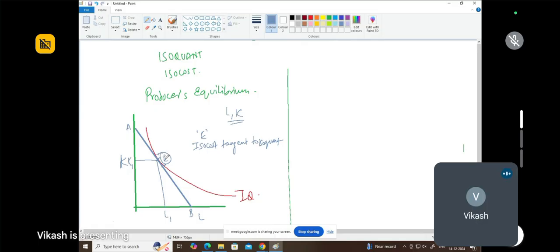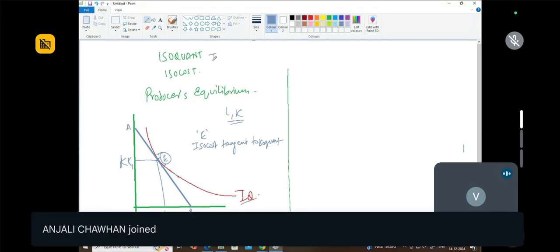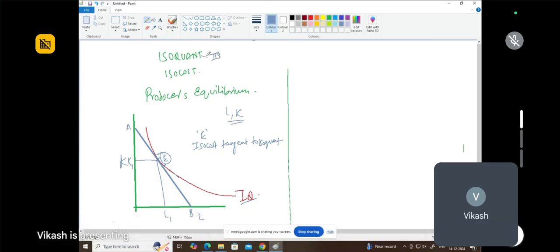No worry. See, Sai Gopal ji, if you are able to see that the isoquant touches the isocost like a tangent, or the isocost touches the isoquant as a tangent. This is the isocost line, the gray line, and the red curve is the isoquant IQ. I have written this IQ, and the isocost is represented as AB. So line AB is tangent to the isoquant at this point.